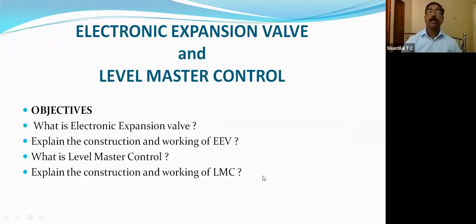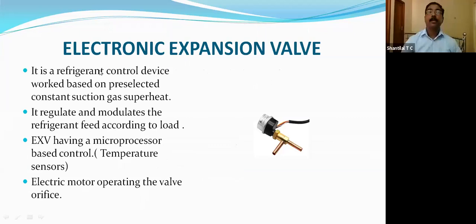So this is the sketch of the electronic expansion valve. It is a refrigerant control device that works based on a pre-selected constant suction gas superheat. So this valve also works on the basis of pre-selected constant suction gas superheat, and it regulates and modulates the refrigerant feed according to load.